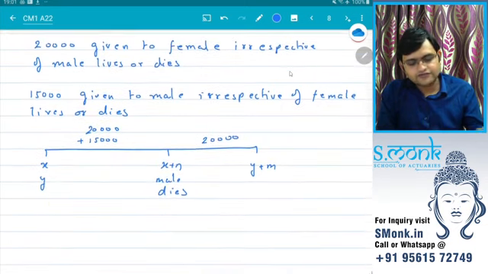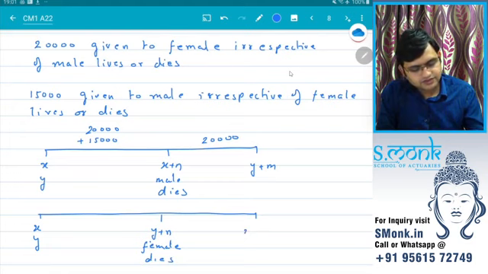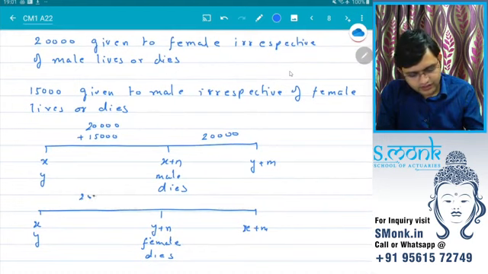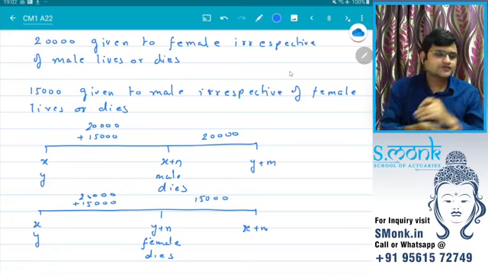And if female dies first, I'll say y plus n, female dies. If female dies first, again 20,000 plus 15,000 was given for joint life, right? When both were alive, this much was given, and only 15,000 is given when female dies, because 20,000 was given to the female.